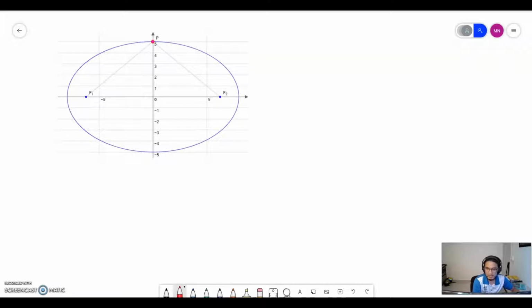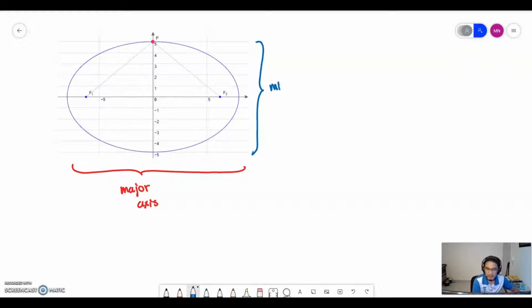Ellipse will have two major things, which are the axes. As you can see, one of the axes is longer than the other. The longer one, which is in the horizontal orientation, is called the major axis. Meanwhile, the shorter axis, which is vertical, is called the minor axis.